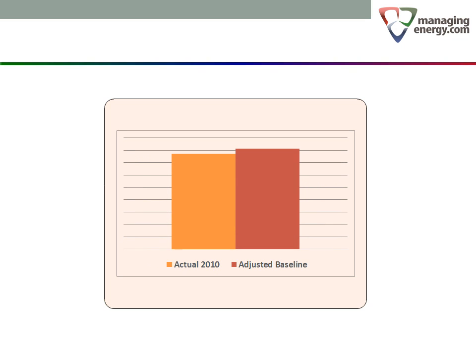We can see here that the total actual consumption for 2010 is less than the adjusted baseline, so we've become a bit more efficient than we were in our base period, 2009.